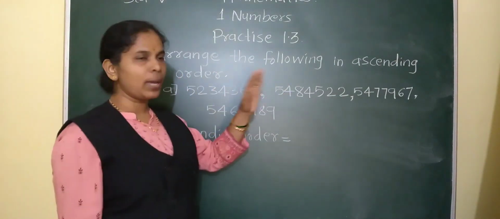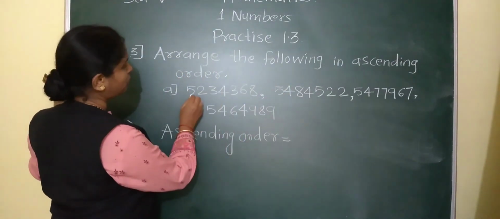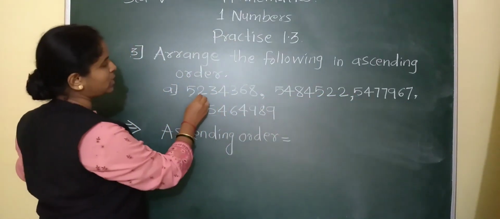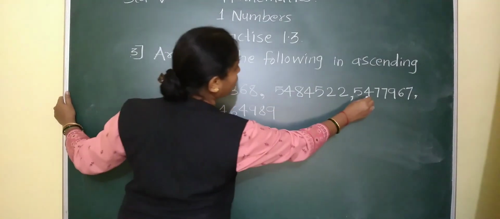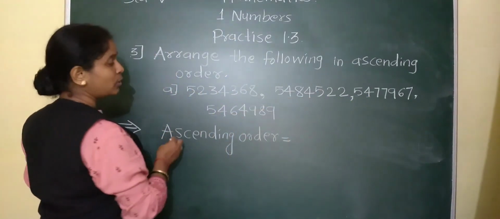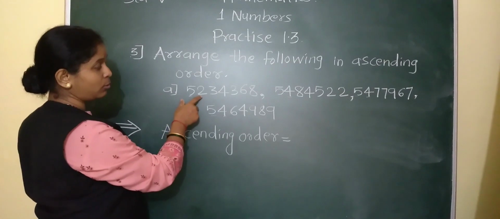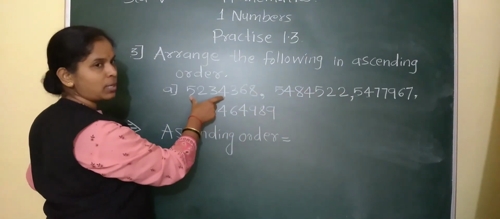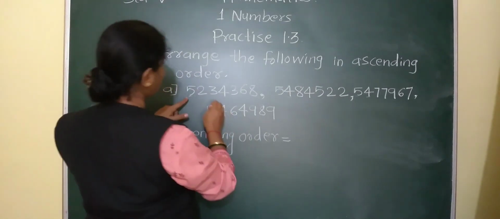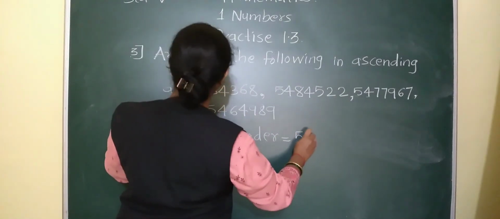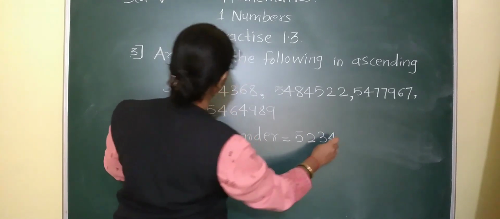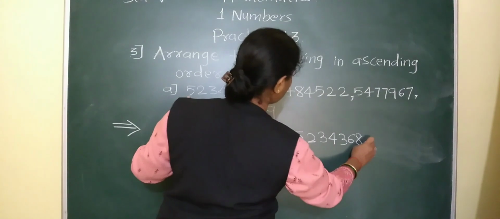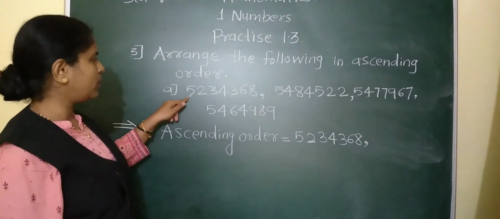Now see here, compare. Here 5, 5, 5. First digit is 5. So next is 2. Here 4. Here 4 and here also 4. So 2 is smaller than all of these, correct? So this number is the smallest one. So that we will write here. Okay. This is the first number, the smallest number.